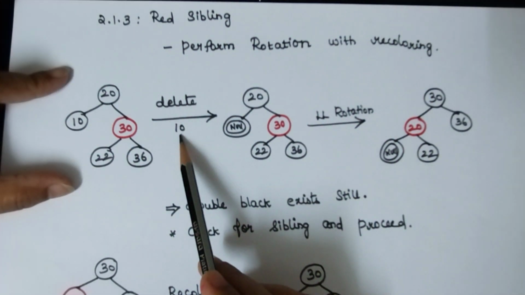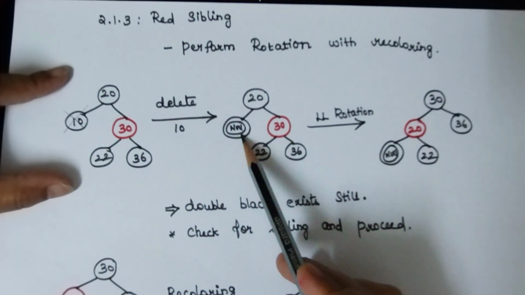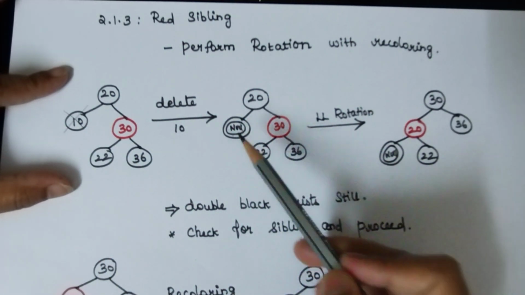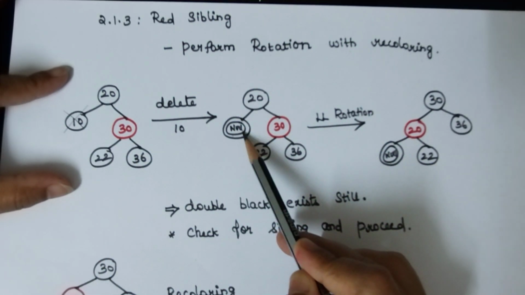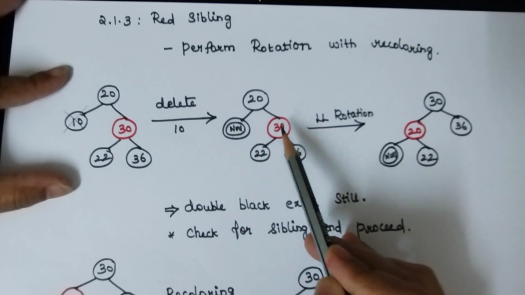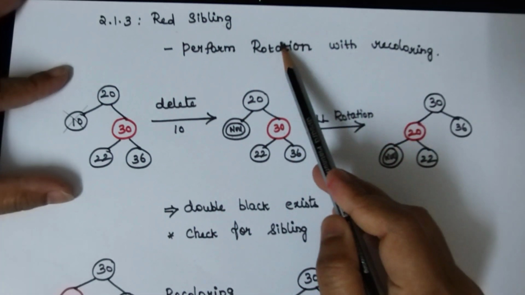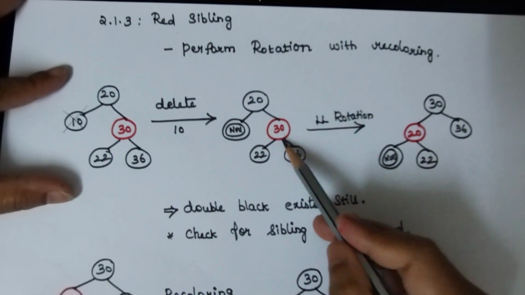Here you are deleting the node value 10. If you delete node value 10, this place will become a double black null. If it is a double black null, you need to eliminate this. How do you eliminate this? Check the color of the sibling. What is the color of the sibling now? It is red. If the sibling is red, what you need to do? Perform rotation with recoloring.